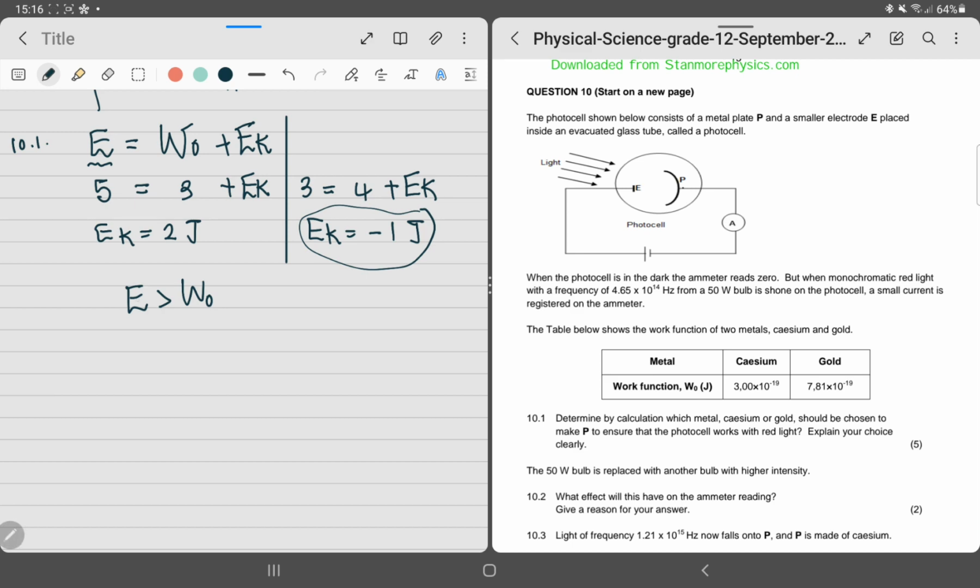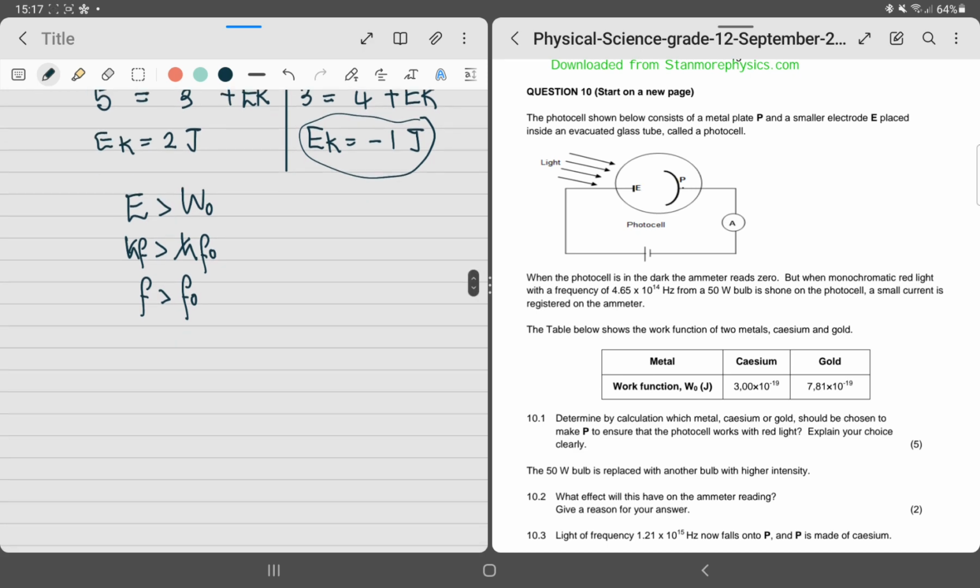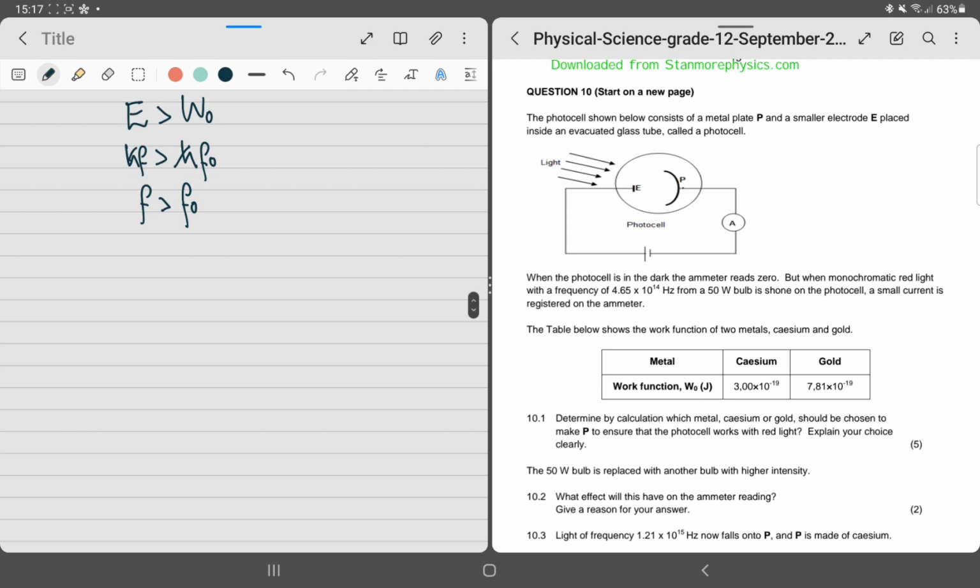Okay. So we know that E is given by hf, and then we know that W is given by hf0, right? So we can cancel the h on both sides. So it means that if the frequency of light is greater than the threshold frequency of the metal, then we will be able to experience the photoelectric effect. But if we find that the threshold frequency of the metal is greater than the frequency of the light that is provided, then there's no photoelectric effect. I hope that makes sense. So now let's try and answer the question.